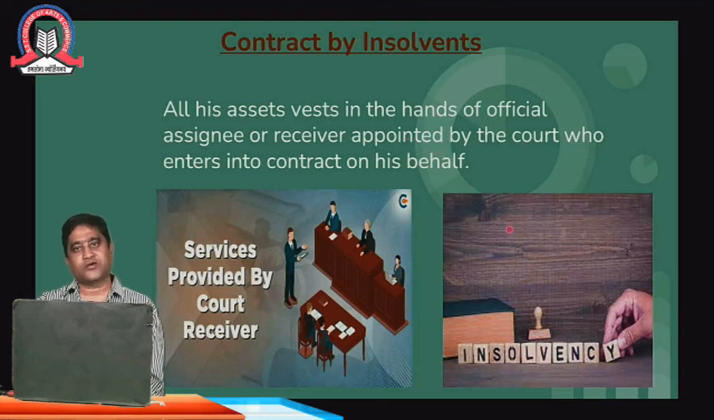In some cases, a court receiver is also appointed by the court, and he steps into the footsteps of the director and enters into the contract on his behalf. Then this type of contract is also allowed. So the contract by an insolvent, through the official assignee or the court receiver, is also valid in the eyes of the law.